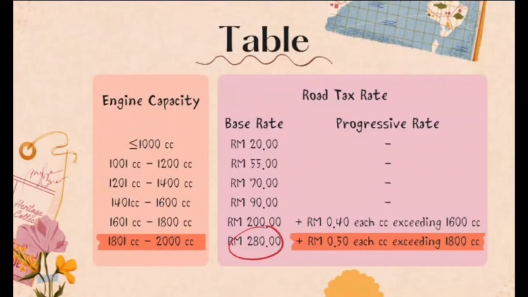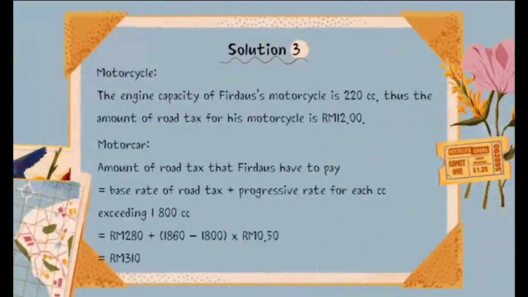For his motor car, the amount of road tax he needs to pay equals the base rate, which is 280 ringgit, plus a 50-cent progressive rate for each cc exceeding 1,800 cc. So we use 1,860 cc minus 1,800 cc, then times 50 cents. Eventually, we get 310 ringgit. So this is the amount of road tax for his motor car.